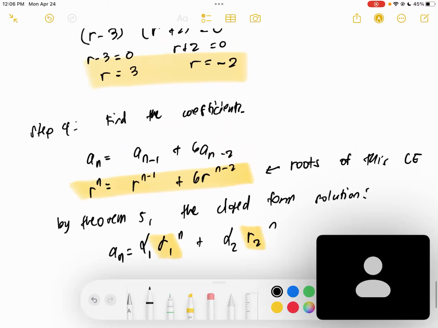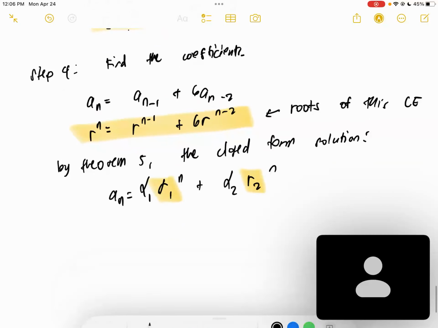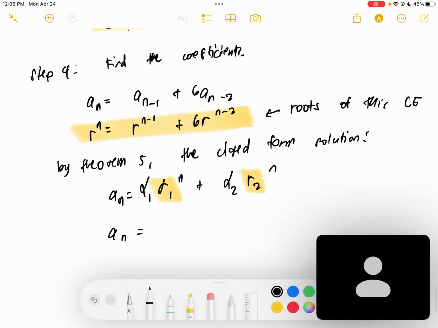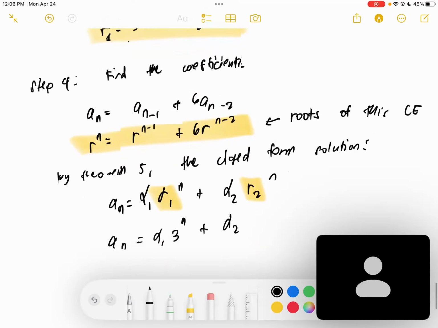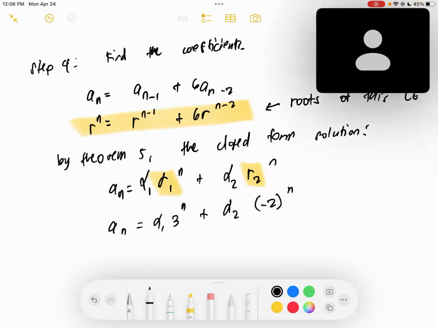We already know our roots: r equals 3 and r equals negative 2. Suppose this is r1 and this is r2. We simply have to substitute that into our equation. So we have a sub n equals alpha 1 times 3 raised to n plus alpha 2 times, and r2 is negative 2, so negative 2 raised to n. Now our problem is to find the coefficients, which are alpha 1 and alpha 2.